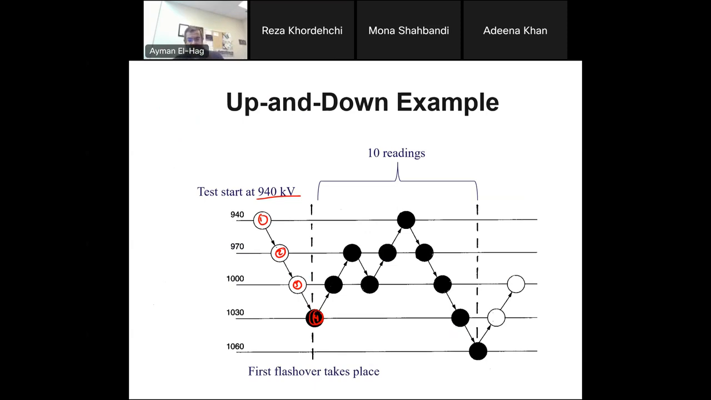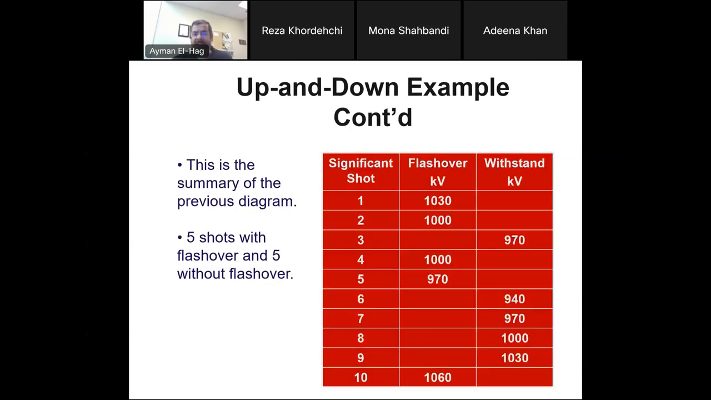So for example, here at 1030, a flashover happened. So we reduce to 1000 kilovolt. There's another flashover, reduce to 970. Withstand, increase to 1000. Flashover, reduce, and keep doing this 10 times. So the results are showing here.